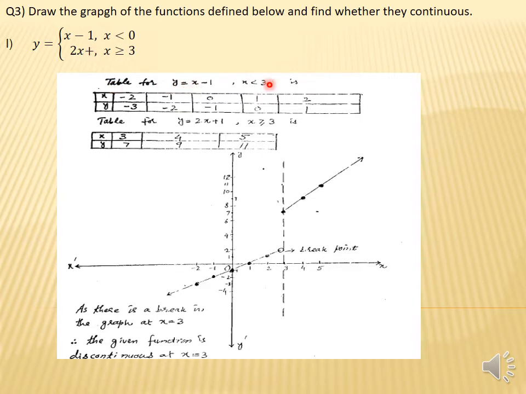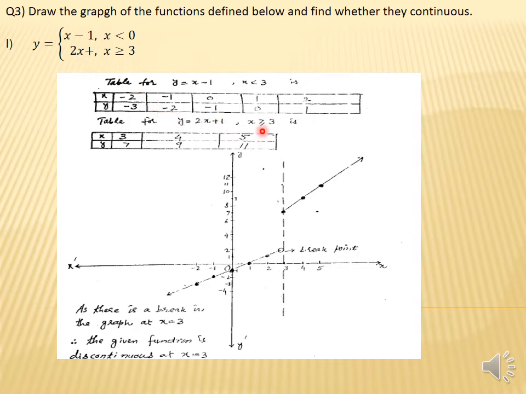So first we draw a table for y equals x minus 1 for all those values which are less than 3. You can take just three values which are less than 3. So I take -2, -1, 0, 1 or 2. So if we put -2 in the given function, then -2 minus 1 equals -3. If we put -1, then -1 minus 1 is -2. If we put 0, then we get -1. If we put 1, then we get 0. Similarly, if we put 2, we will get 1.